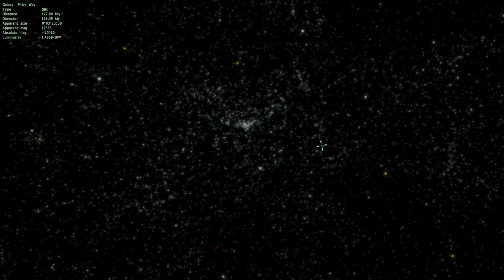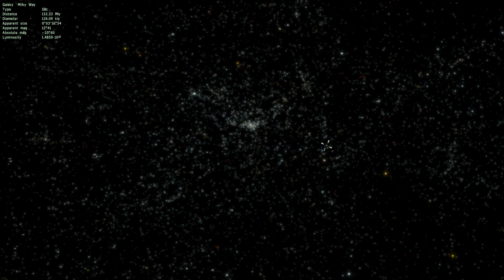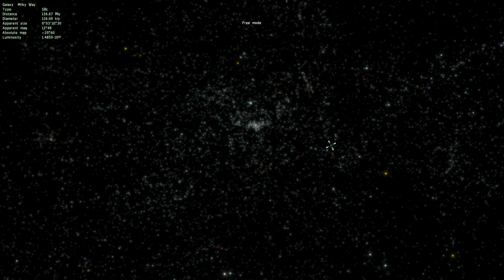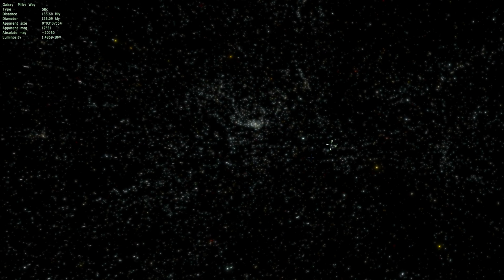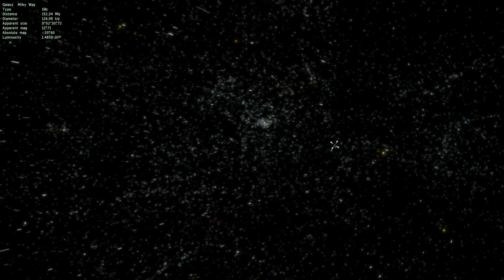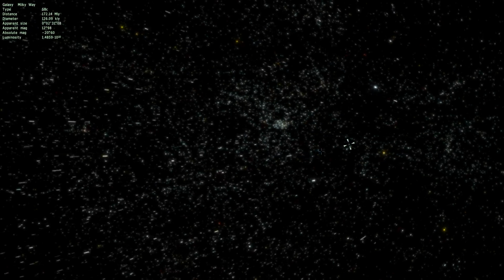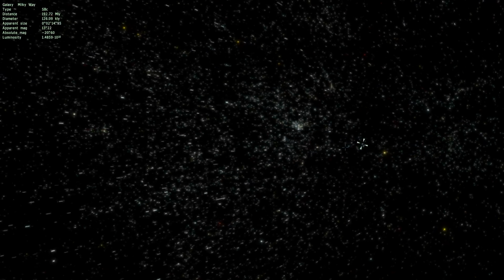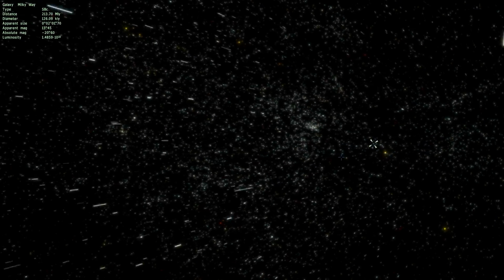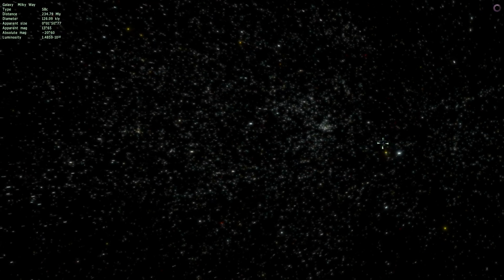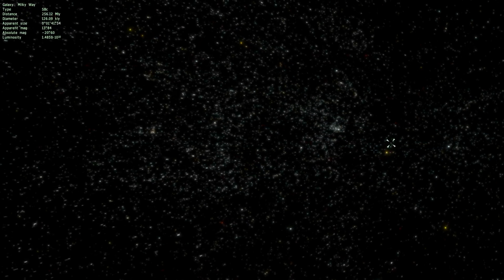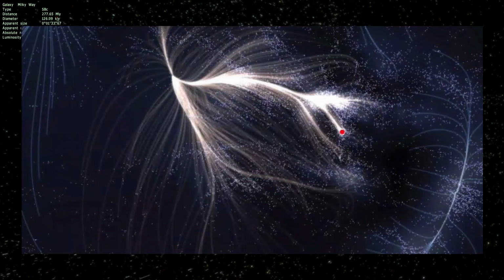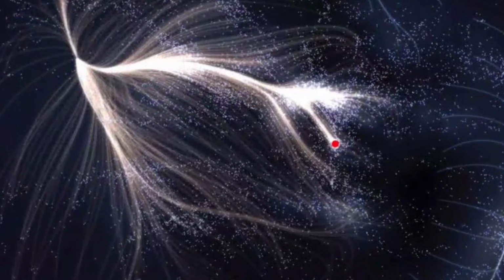So we're going to move away from the Milky Way, and I'm going to try to demonstrate to you how big this object actually is. I need to move away from our Milky Way at a distance of close to about 500 million light years. The Milky Way is actually right on the edge of the Laniakea Supercluster, and you can see it in the picture that's on your screen right now.